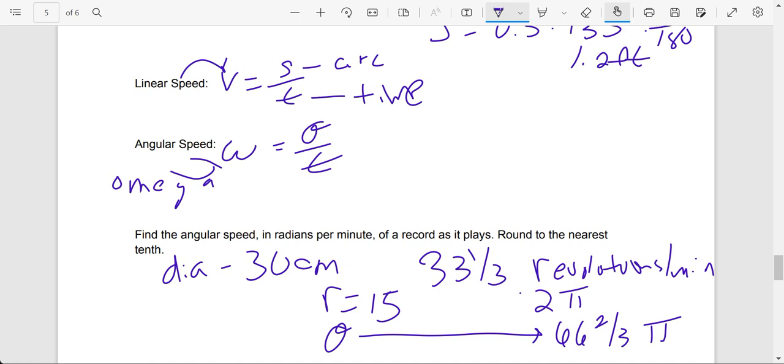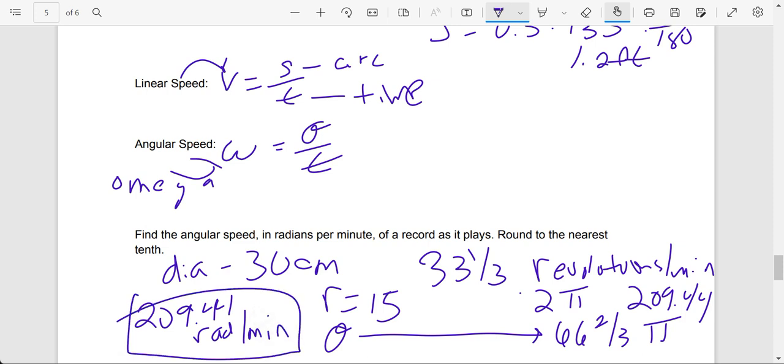Or as a decimal, that would be 209.44. That's going to be a numerator and per 1 minute, right? So it's going to be 209.44 over 1 minute. So your solution is 209.44 radians per minute. That is your angular speed.